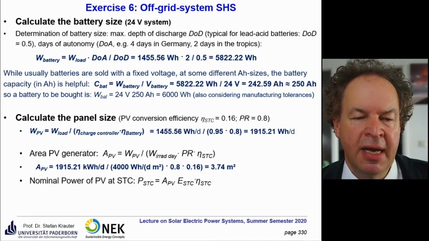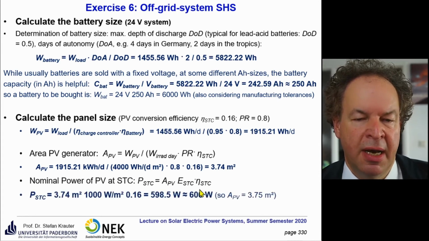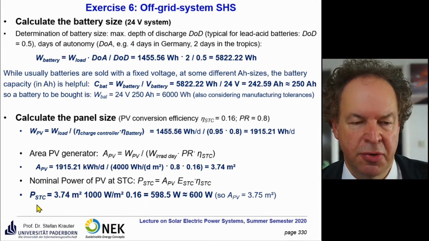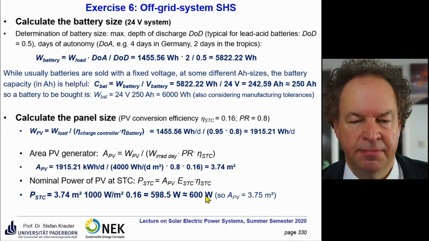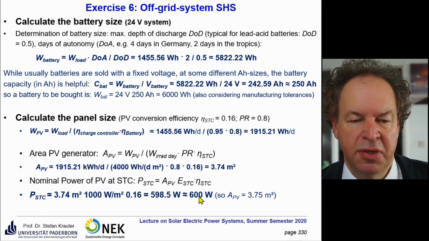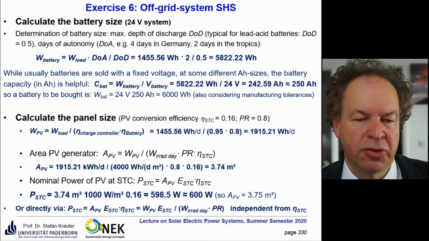The nominal power is then, if you put in the numbers, the area size times the irradiance under standard test conditions times the conversion efficiency under standard test conditions, because it's actually the power under standard test conditions, and that is very close to 600 watts. The actual area size is then a bit bigger than we calculated, because usually that's the next size. It's very close to that at 3.75 square meters. We can also calculate it directly. So P_STC is just this, so we don't have to consider the conversion efficiency by that.